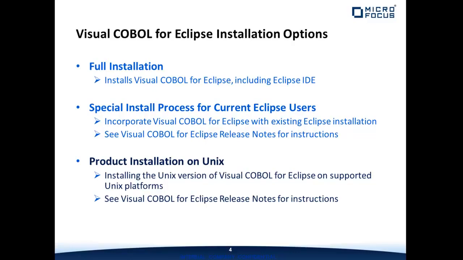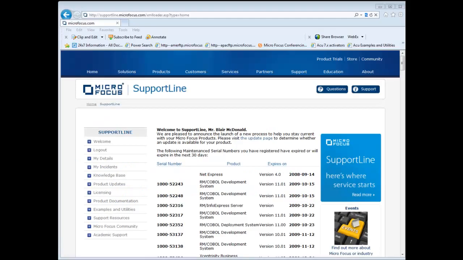In addition to information about this special install option, the release notes also contain instructions for installing Visual COBOL for Eclipse on supported Unix platforms if you have the Unix version of the product. You can find the release notes on the Micro Focus support line website at supportline.microfocus.com.